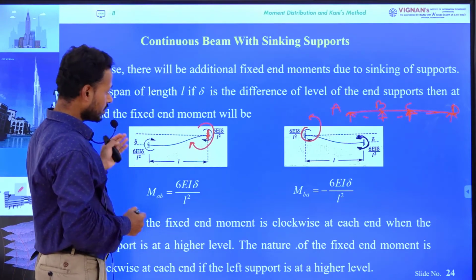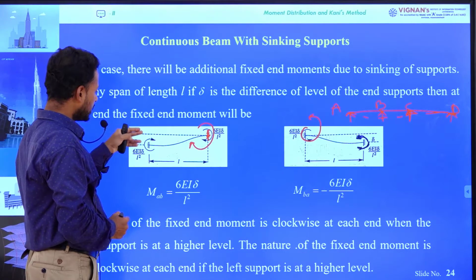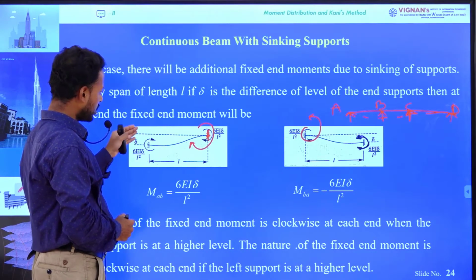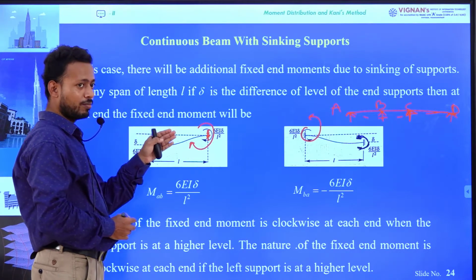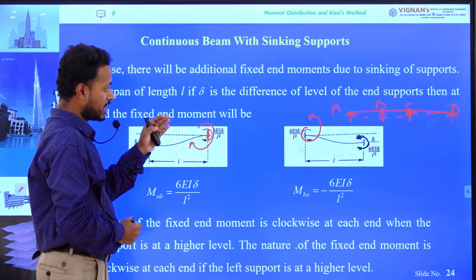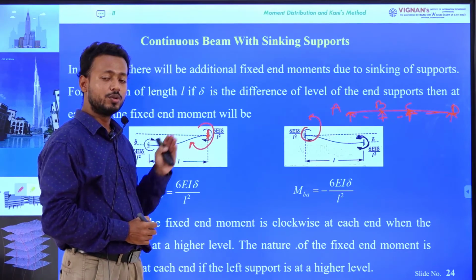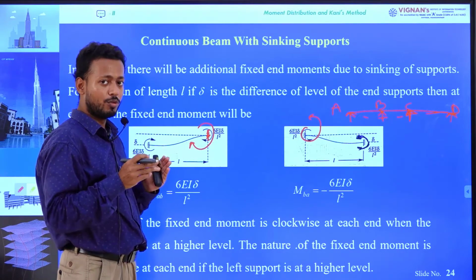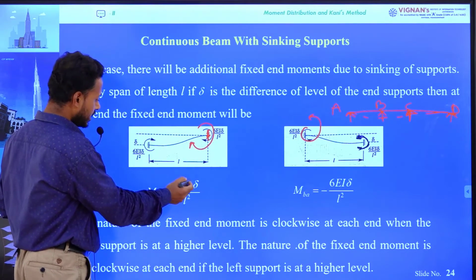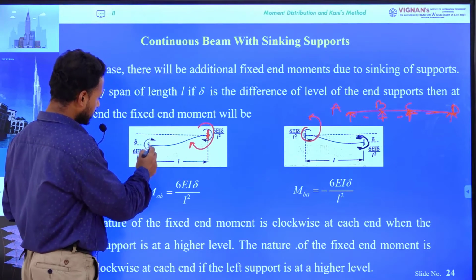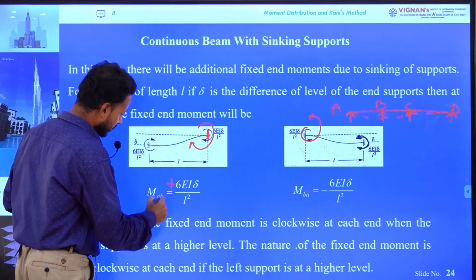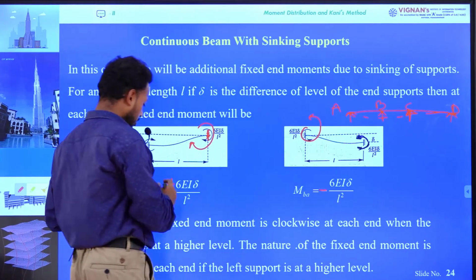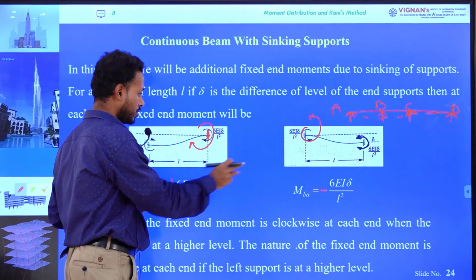So, in both cases, the sinking is delta. Due to this sinking, the beam will experience an extra amount of fixed end moment. What will be the extra amount of moment due to the delta amount of sink? The extra amount of moment will be 6EI delta by L square. As this is clockwise, this is positive. As this is anti-clockwise, this is negative. Both moments will be 6EI delta by L square.